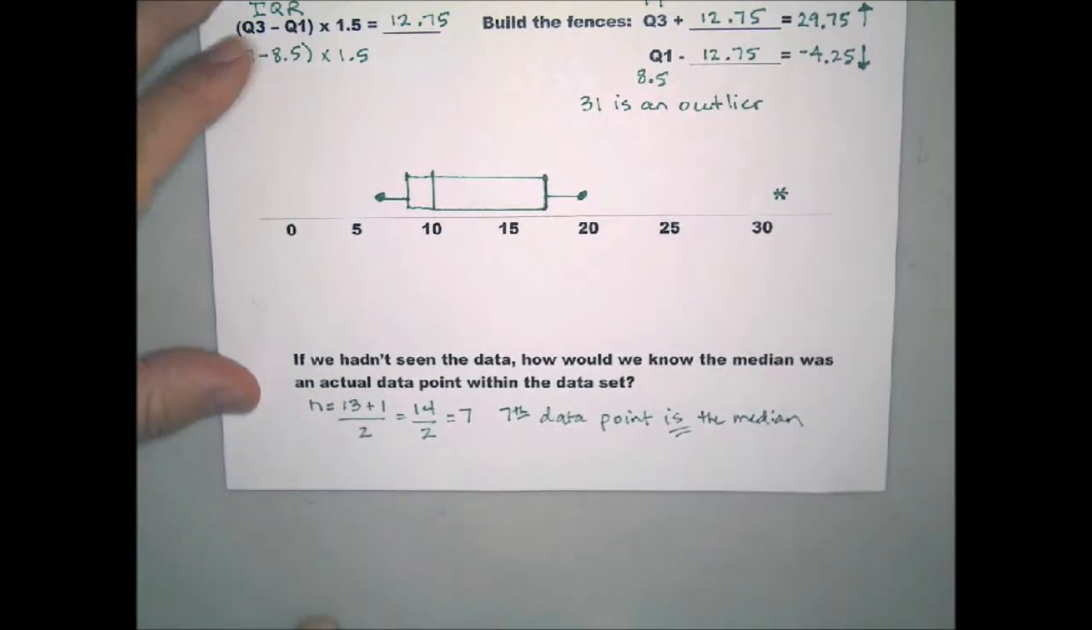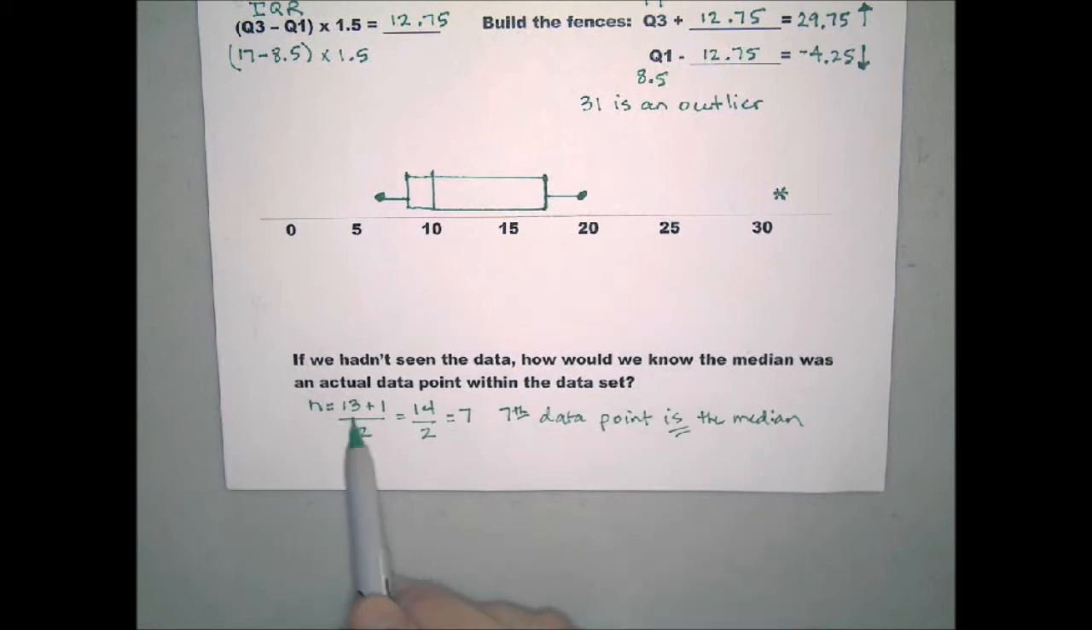Whereas on the previous example, we had 20 data points. 20 plus 1 is 21. 21 divided by 2 is 10.5. That tells us that the median can be found between 2 other data points. So when n plus 1 divided by 2 is an integer, like this one was, you know for a fact that the median is whatever value is in that position.